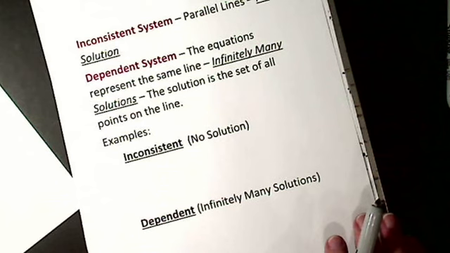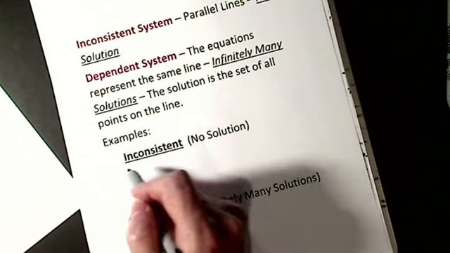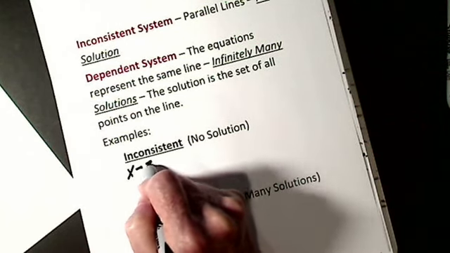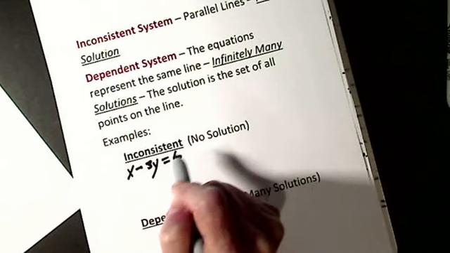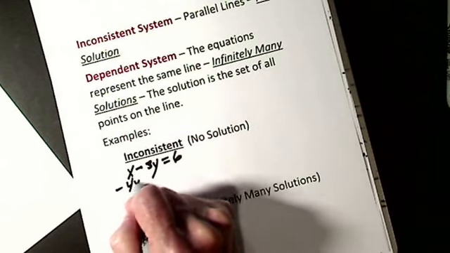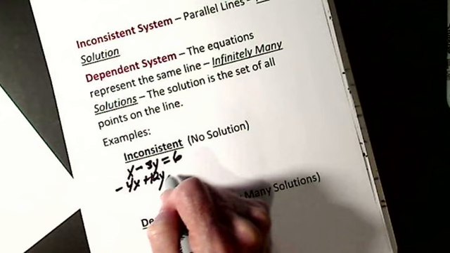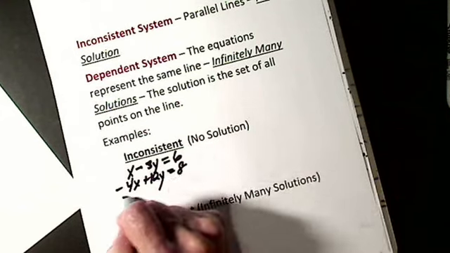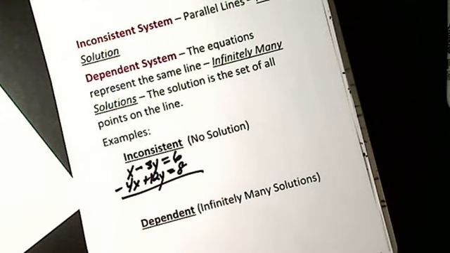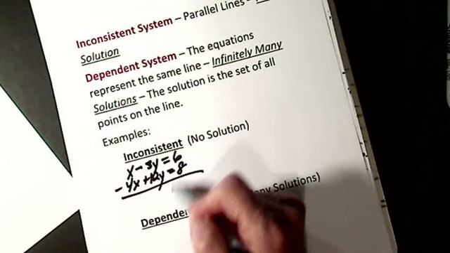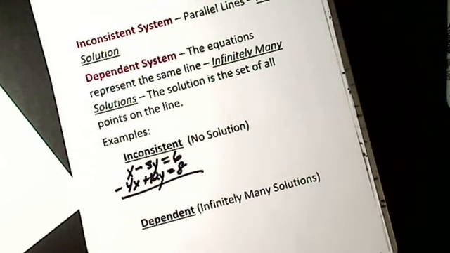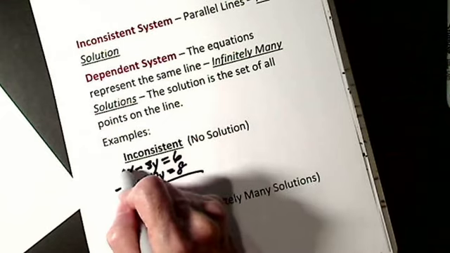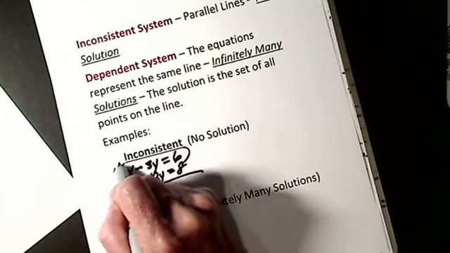I have parallel lines. So if I have something like this, x minus 3y equals 6, and minus 4x plus 12y equals 8. To solve a system by addition, we need matching coefficients with opposite signs. So, I can either go for matching 4s or matching 12s. So we'll go for matching 4s. So I'm going to multiply this whole equation by 4.